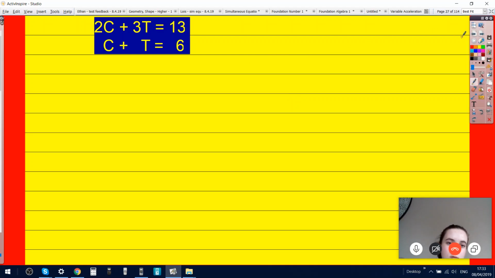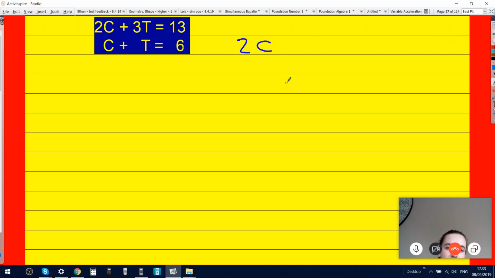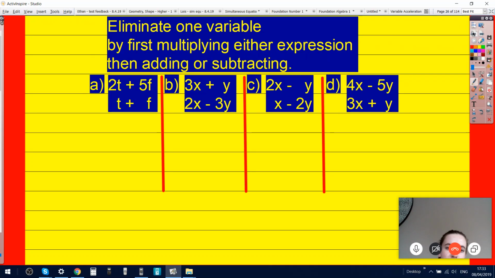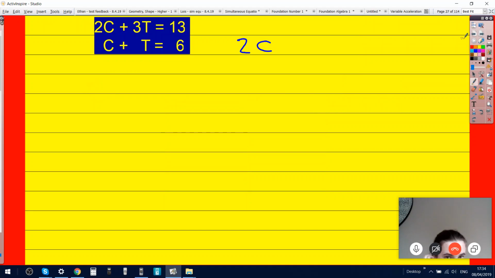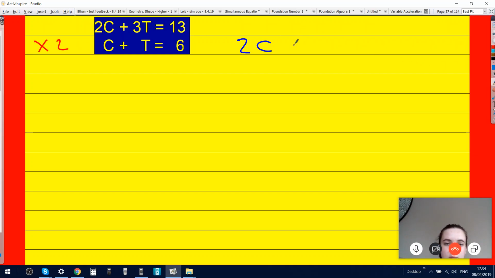Did you do... Yeah, 2c. No, wait. Minus 2. Hold the phone. Times the bottom one and then minus. Yeah, times the bottom one by? 2. What do you get? 2c plus 2t is 12.